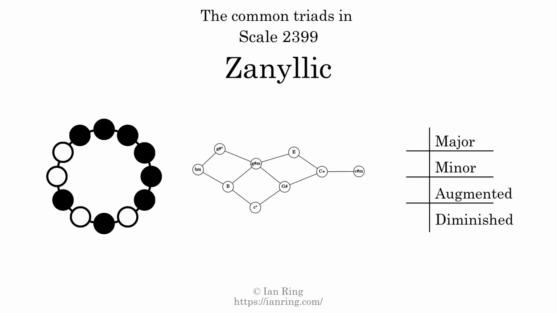1001010111111. Here are the common triads present in this scale. The diagram in the center is a graph of parsimonious voice leading between triads. There are 3 major triads. There are 3 minor triads. There is 1 augmented triad. There are 2 diminished triads. Here is a Hamiltonian path of parsimonious voice leading that uses all the triads.